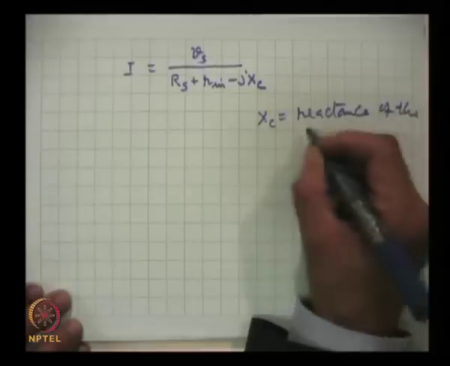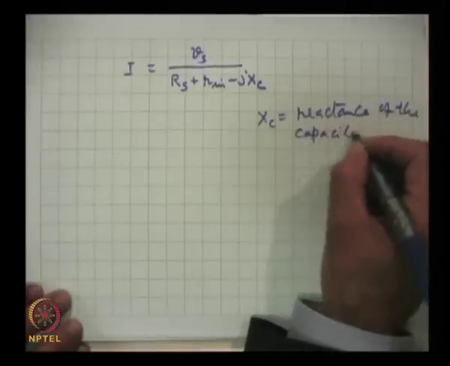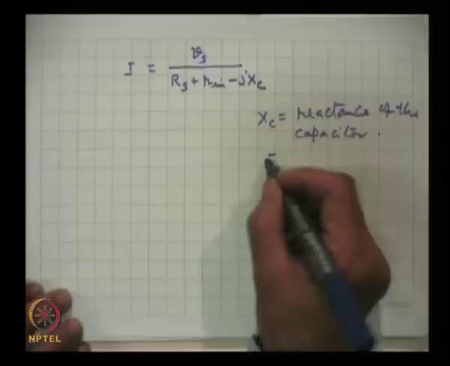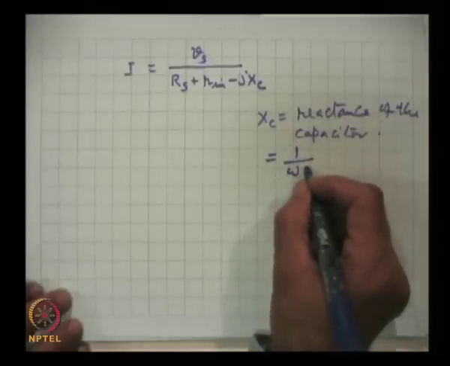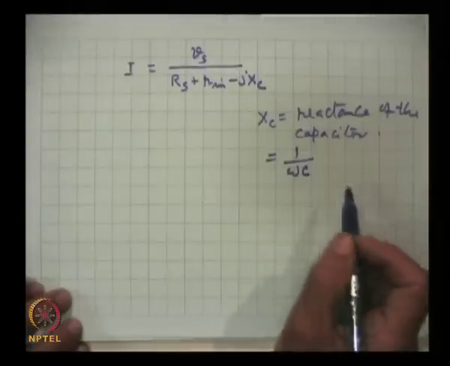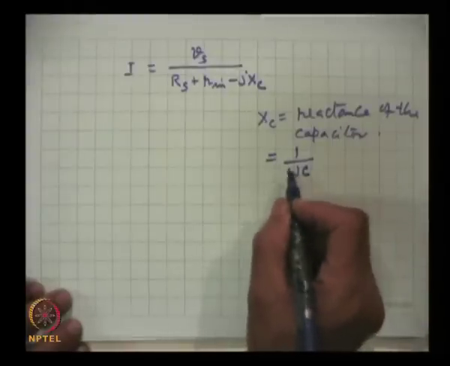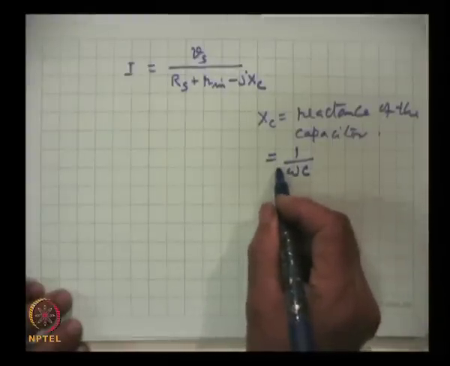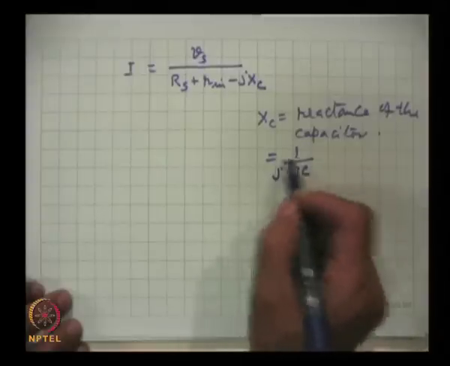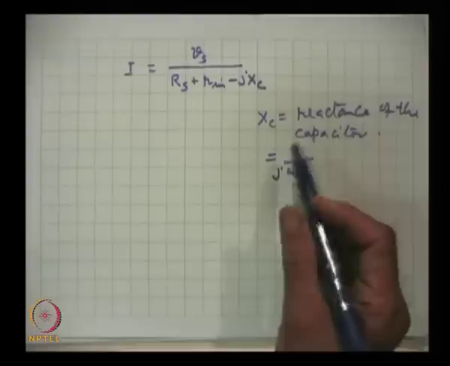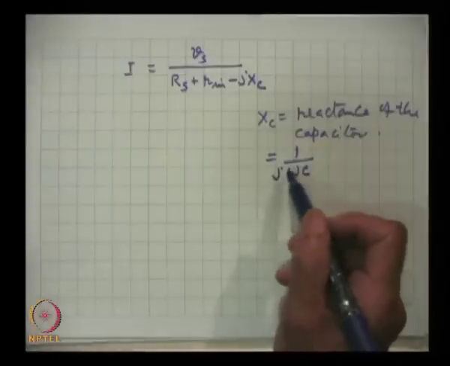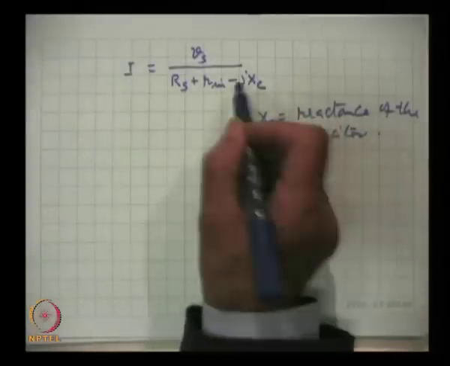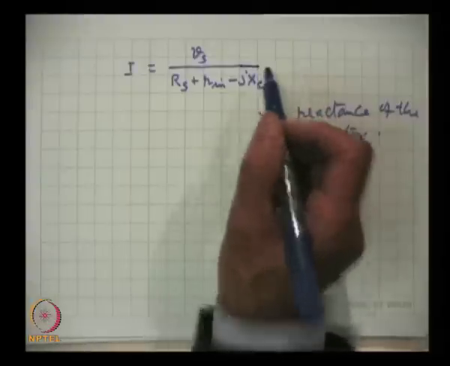Xc is the reactance of the capacitor, which is equal to 1 by omega C, and this is when it is j. Then this j can be put up, you have done it many times, put another j here and one j here, multiply by j, divide by j, that will become a minus sign and one j will be left. So, it will be this.